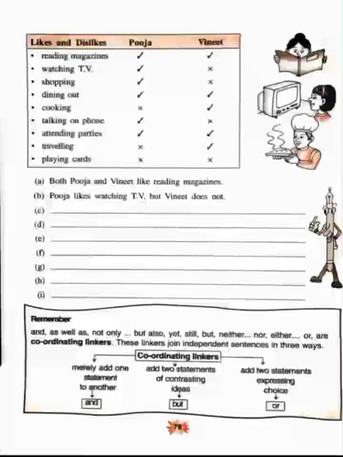And, as well as, not only but also, yet, still, but, neither nor, either or are coordinating linkers. These linkers join independent sentences in three ways. And merely adds one statement to another. As we have already discussed, when we are joining two independent statements together, then we use and. But adds two statements of contrasting ideas, or adds two statements expressing choice. Whenever there is a choice, then we use or. For example, what would you like to have, tea or coffee? Two options are there, tea or coffee.